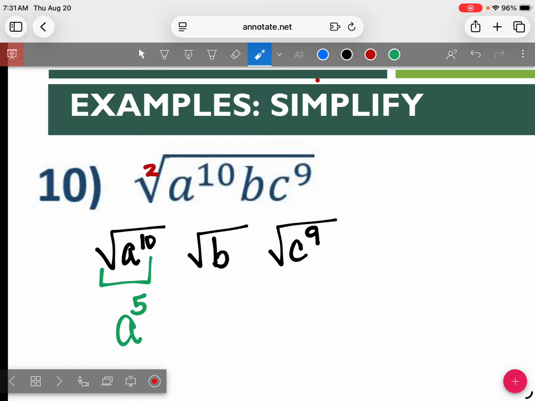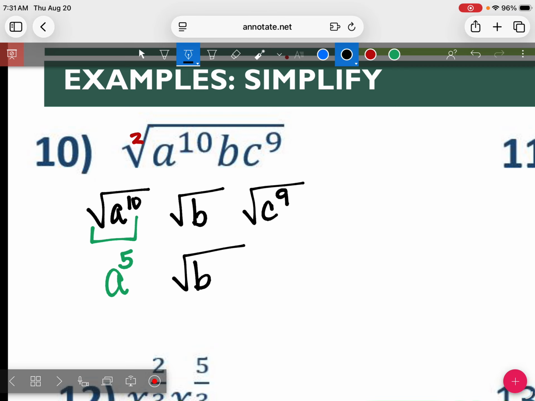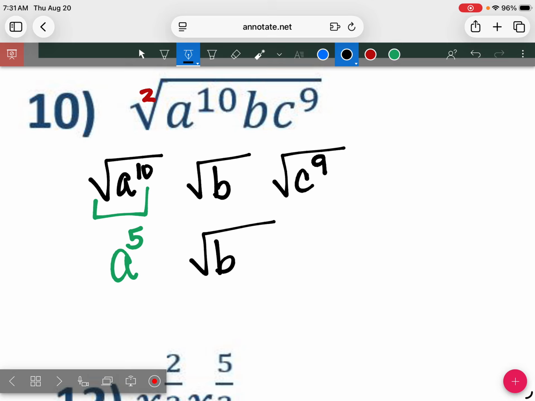If I only have 1 person, I don't have enough to make a pair. So I'm just going to make a little square root. That 1b has to stay, because if you don't have enough, it has to stay where it is.